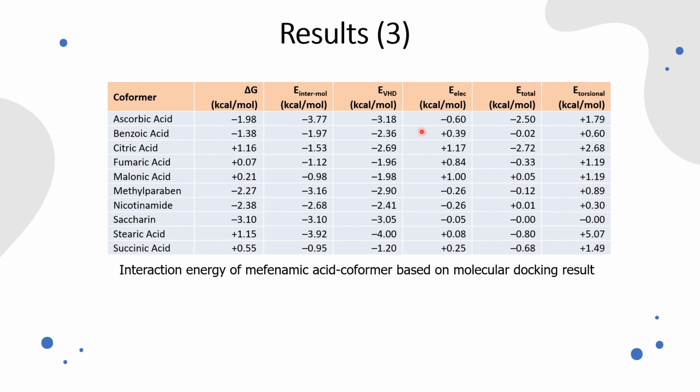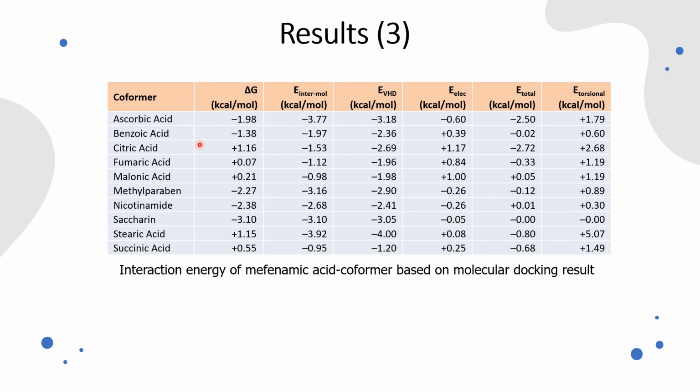It is observed here that the intermolecular interaction between mefenamic acid and coformer compounds is dominated by EVHD, as indicated by mostly higher negative values. This signifies the contribution of non-covalent van der Waals and hydrogen bonding to the formation of co-crystal. Additionally, a more negative delta G result indicates a more energetically favorable system, which subsequently demonstrates a more spontaneous process due to lower energy of formation.